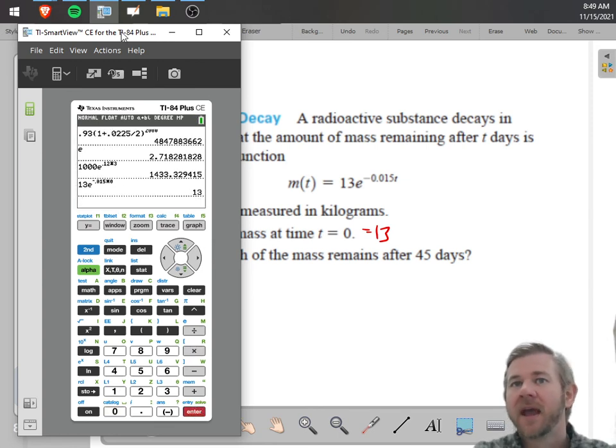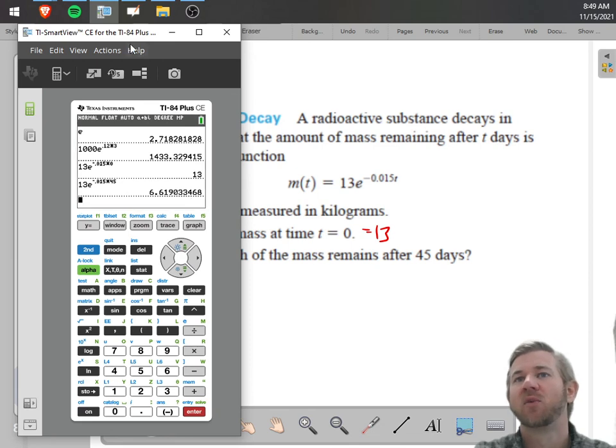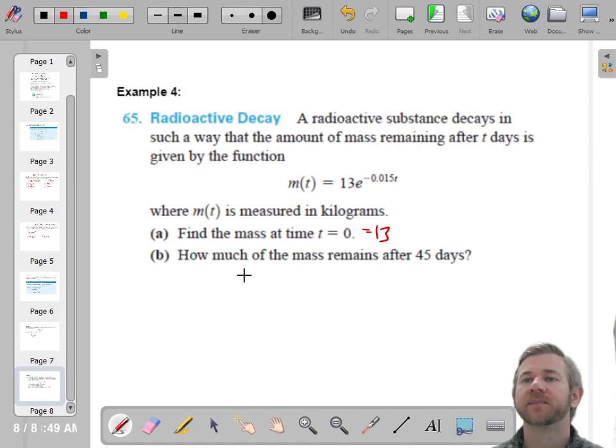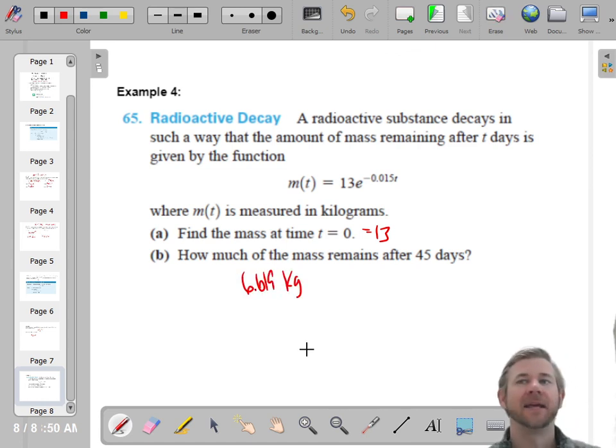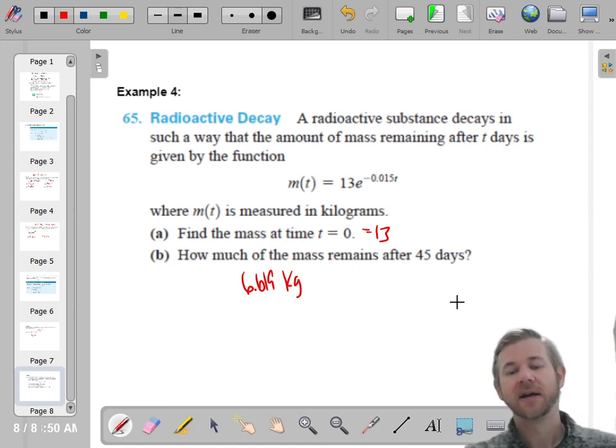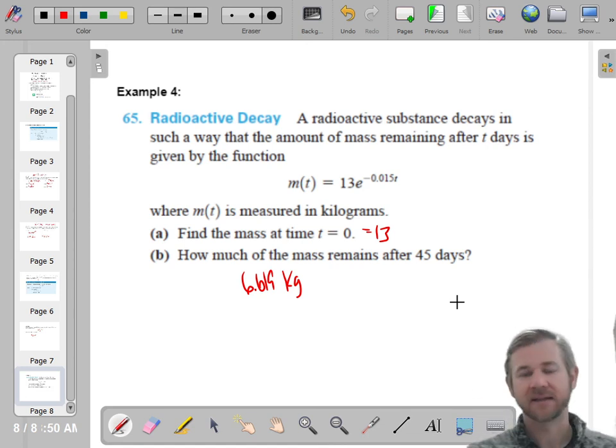It's your starting amount. After 45 days, you take the same thing, but you just say, well, it's not 0 days, it's 45 days. And after 45 days, there are 6.619 kilograms. So this is called radioactive decay. And it's saying that you started with 13 kilograms, and now we're down to 6.619 after 45 days. That's a very common type of application for E. So the main thing is that you guys understand how to start with an initial value and then compound interest, or in this case, radioactive decay.